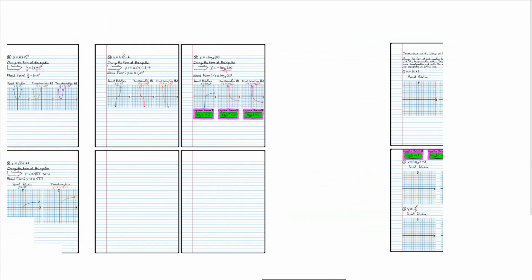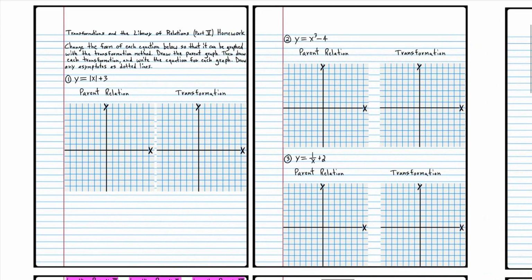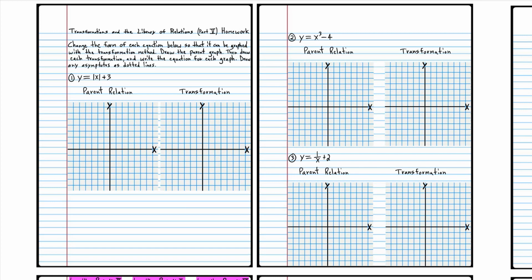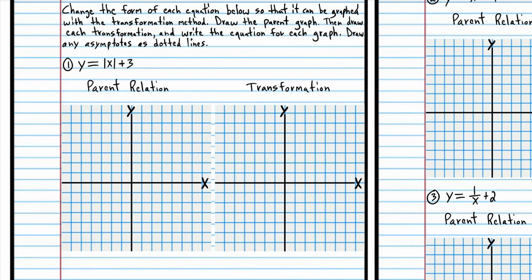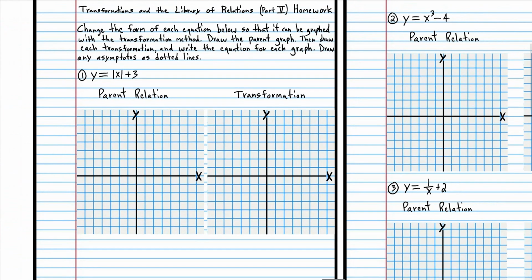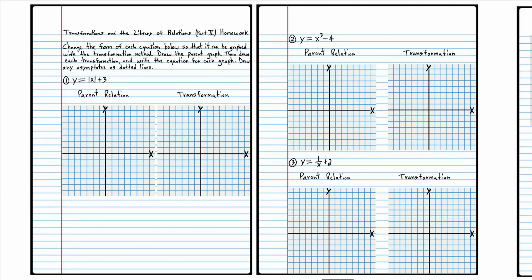Let's see what the homework is. Now, you don't have to show the algebra when you change the form of each one of these equations. What you can do is just complete the operations on the equation in your head and write the result over here. This is going to be your final equation that you're going to graph. And of course, you're going to need to write the parent relation, the equation and the graph. So go ahead and get screenshot number 1 of the homework.